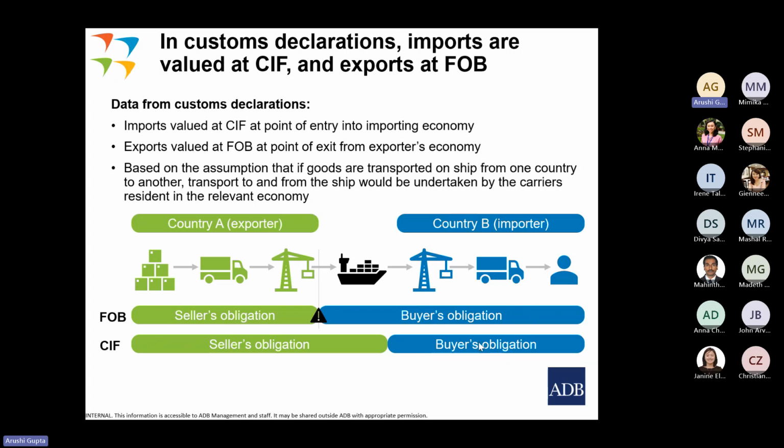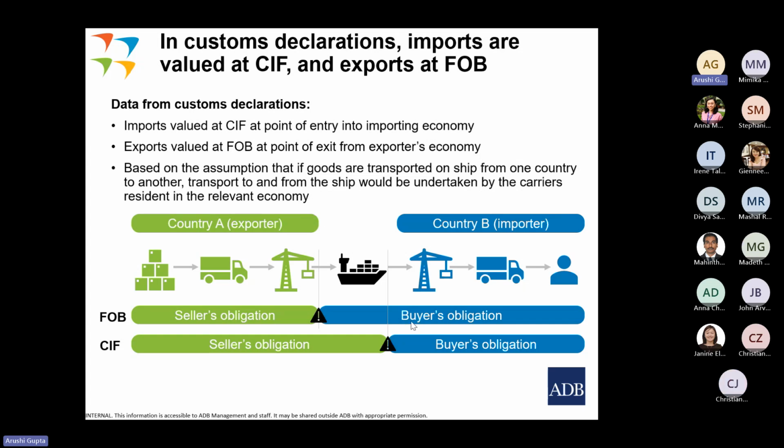Then imports are usually valued at CIF, that is, they include cost, insurance, and freight at the point of entry into the importing economy. This means that CIF would include all the transport costs up to the point of entry into country B, which is the importer economy. This valuation is standard, and regardless of the actual contractual arrangements between the two parties, imports are valued at CIF and exports are valued at FOB in customs declarations.